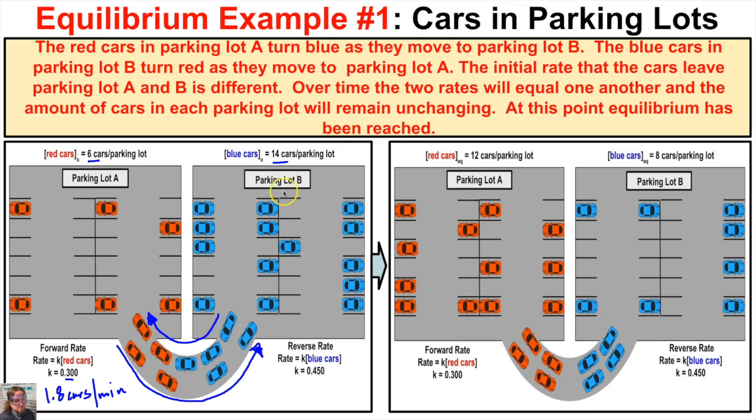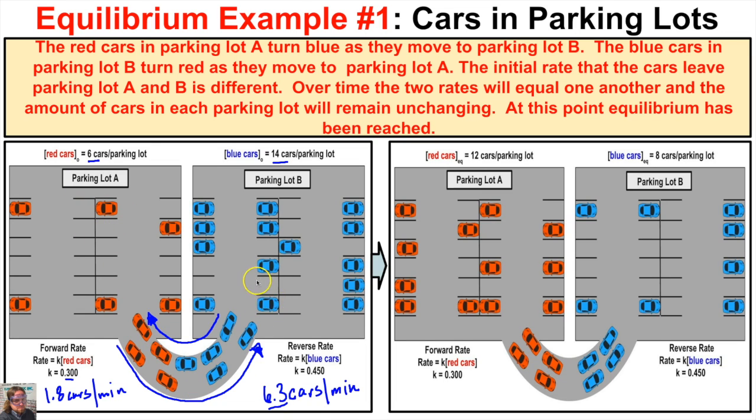And if we take a look at the rate that blue cars are leaving parking lot B and entering A, the rate here will be 0.450 times the initial concentration. And so the rate here is going to end up being 6.3 cars per minute. And so if we take a look, what we're going to notice is that the rate that cars are exiting parking lot B and entering parking lot A is going to be greater than the rate at which cars in parking lot A are entering parking lot B.